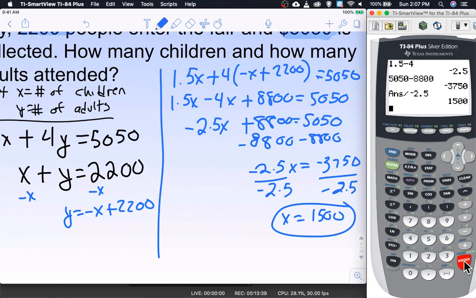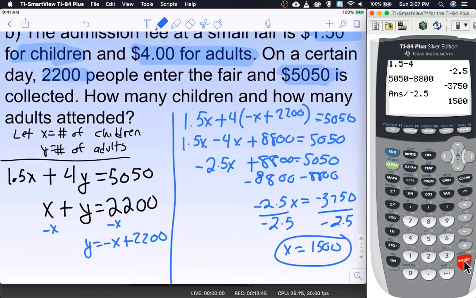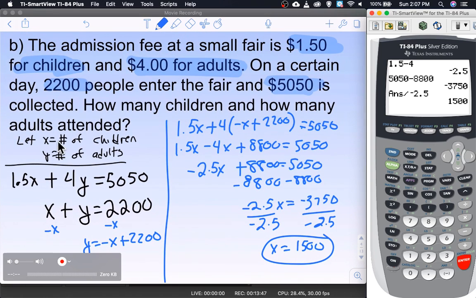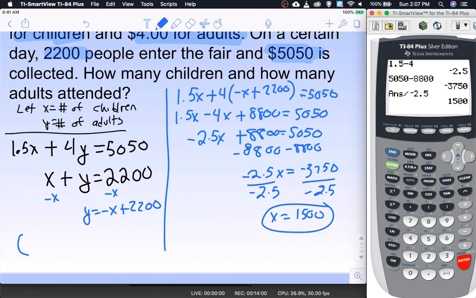So what does that mean? I found x. What does x mean in terms of the problem in the children and adults going to this thing? Well, x was the number of children. So I just found out that 1,500 children attended this small fair. That's my x value. X is 1,500.